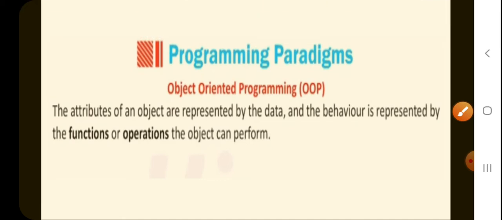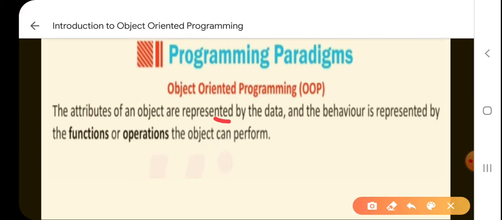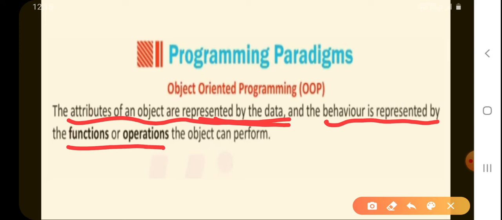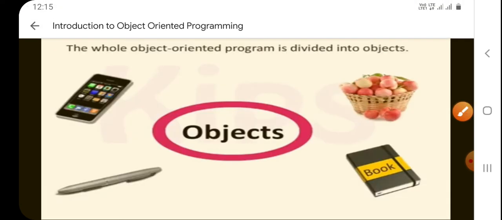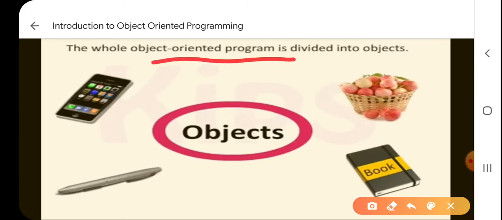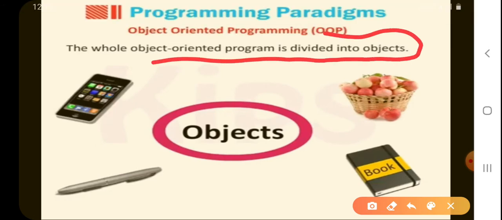In object oriented programming, the attributes of an object are represented by the data, and the behavior is represented by functions or operations that the object can perform. In whole, object oriented programming is divided into objects.